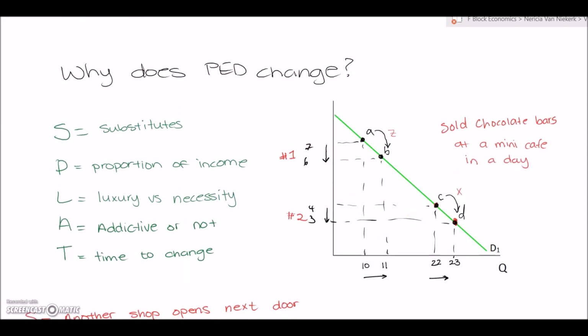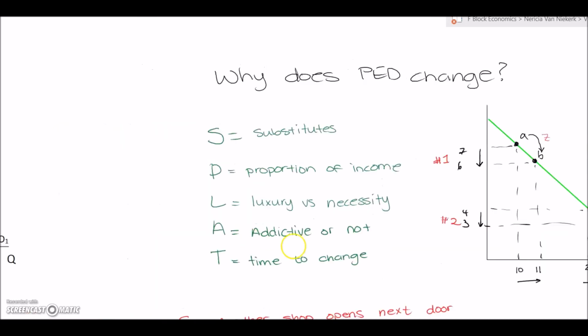Ultimately also, the reason why PED changes continue is because everything does not stay constant in the real world. People make decisions constantly which affect what happens. So any of the factors can change at any point in the day. And therefore, PED will always be changing.